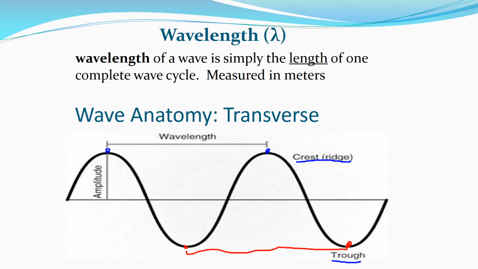We can also measure it from middle to middle, but we have to be very careful about which middles we're going from. So what is one complete cycle for this wave? If we start at this middle and we want to continue on for one wavelength, how far would we have to go? For one cycle, we would have to go all the way to this next middle. We have to go down, then up, then back down again.